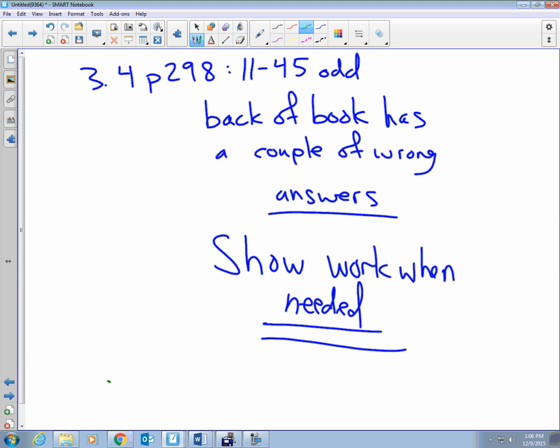Folks, I gave you 11 through 45, but don't just write down the answer. Show your work. Your last homework you handed in didn't have a lot of work shown for some of you guys. So make sure you're showing your work. Go.